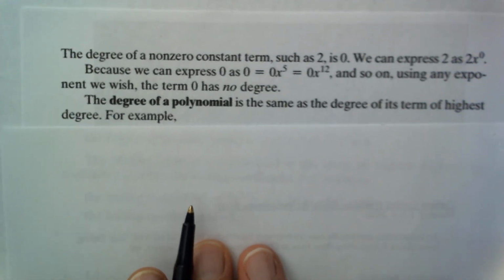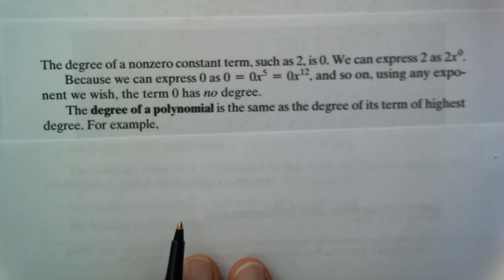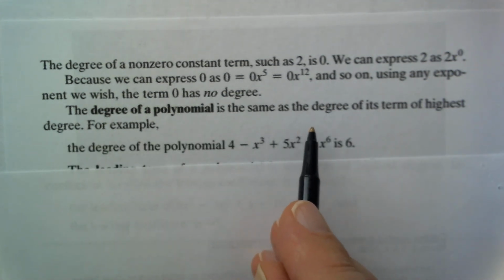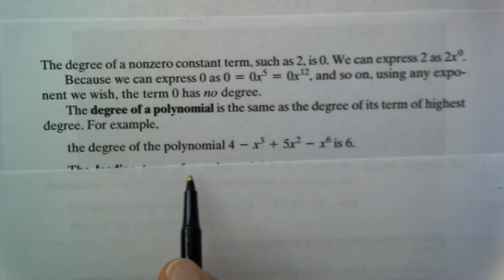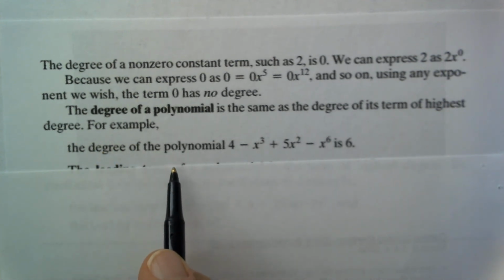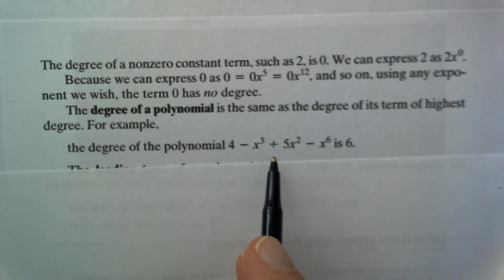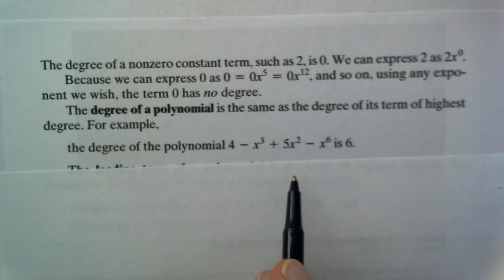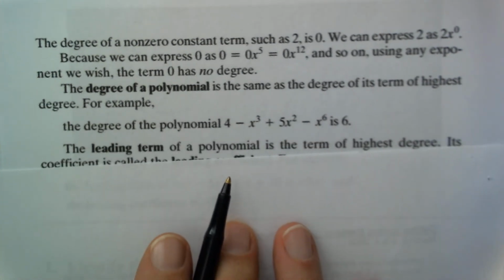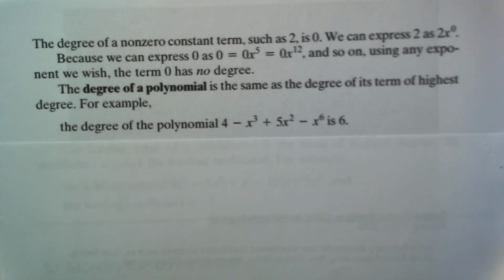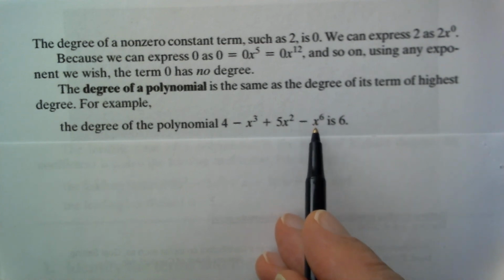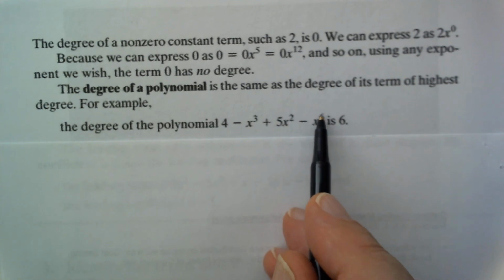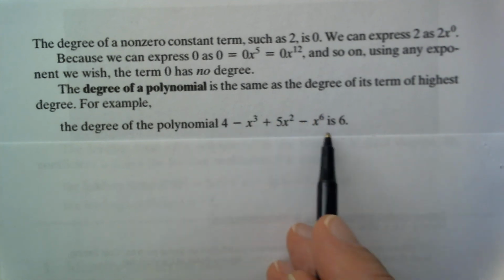So the next step is to define the degree of a polynomial, and it's the same as the degree of the term that has the highest degree. For example, the degree of this polynomial 4 minus x to the 3rd plus 5x squared minus x to the 6th is 6, because the term with the highest degree is minus x to the 6th, and the exponent is 6. So that determines the degree of the polynomial, for this polynomial.